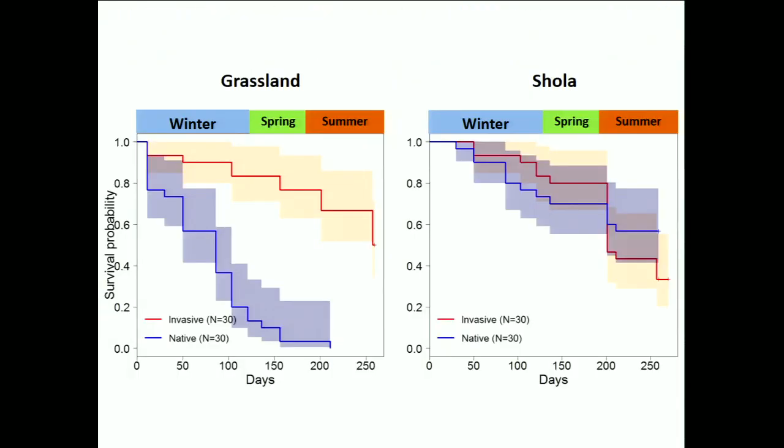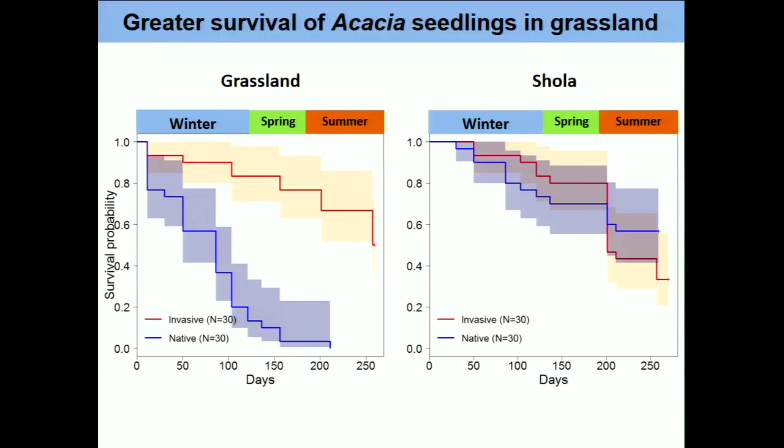What we found was here, I analyzed this data using a survival analysis framework. So on the y-axis, it's survival probability, and these are the number of days since the experiment started, and these are the corresponding seasons. I would like to highlight results in the grassland. First, we can see that acacia seedling survival was significantly greater than that of native seedling survival.